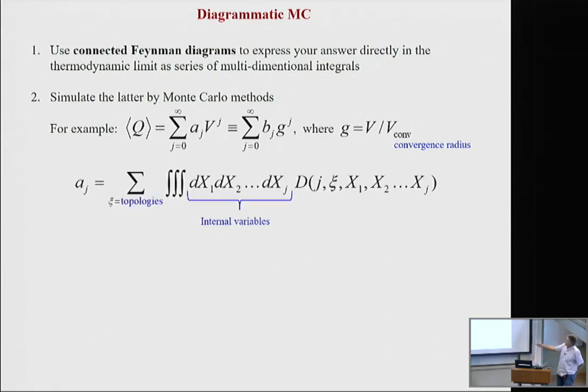Well, the coefficients themselves you compute by stochastic sampling, for example. You can sum up all topologies. Maybe you do stochastic sampling only in the space of variables. And this is just the standard Feynman diagram in whatever representation you like. So this you do by Monte Carlo, you compute those coefficients. And then you recover your quantity from the Taylor series.